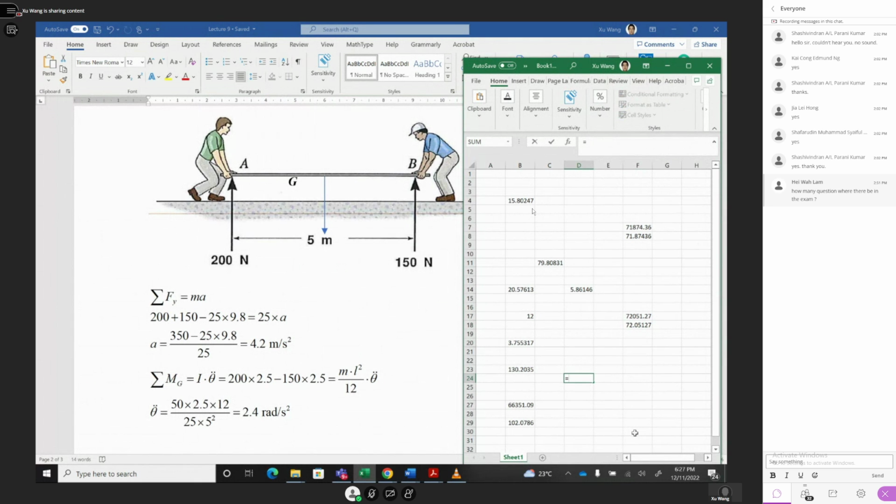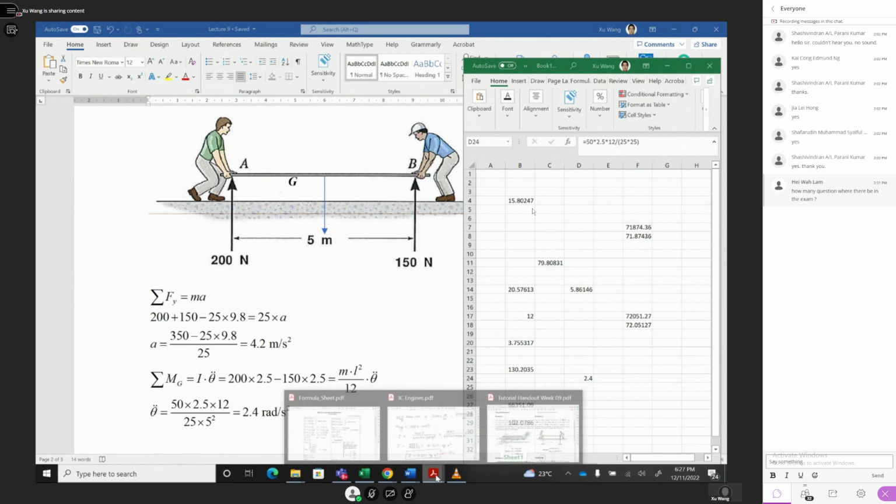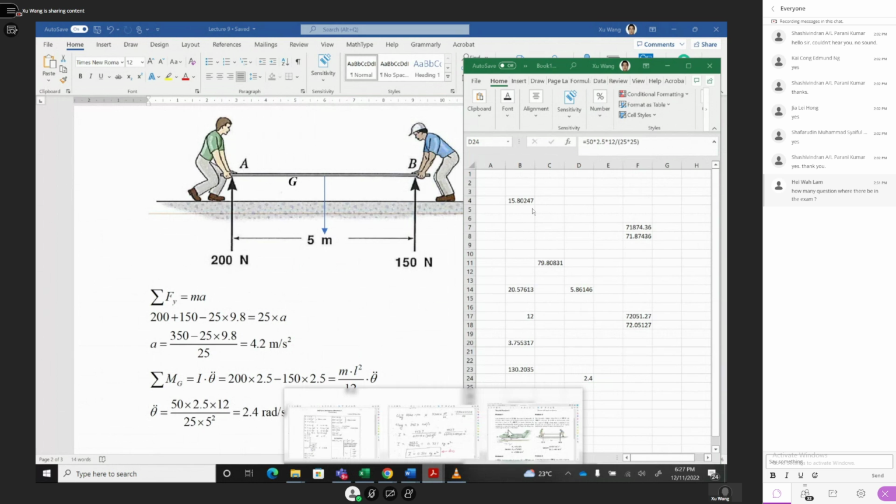I think it's 550 multiply 2.5 multiply 12 divided by, you can use brackets, 25 multiply 25. 2.4. I get the 2.4. I don't know why they get 2.5, but it's okay. Decimal issue. Okay. All right.